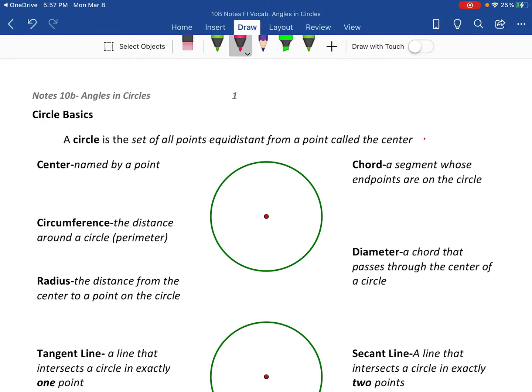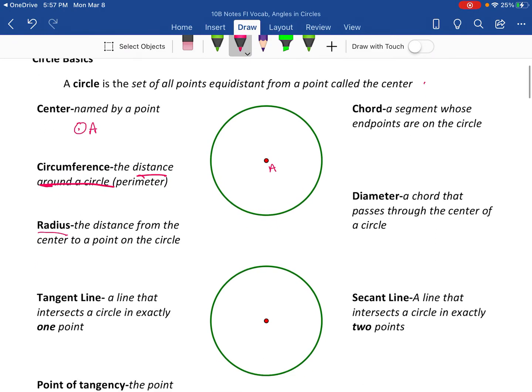So circle: the set of all points equidistant from a point called the center. The center is named by a point. So if I have this A, then this would be circle A. Circumference is the distance around a circle. That'll come more into play after break.